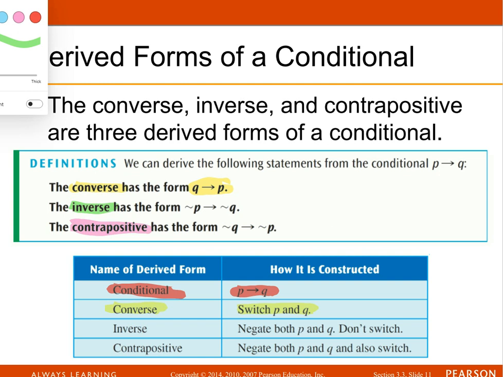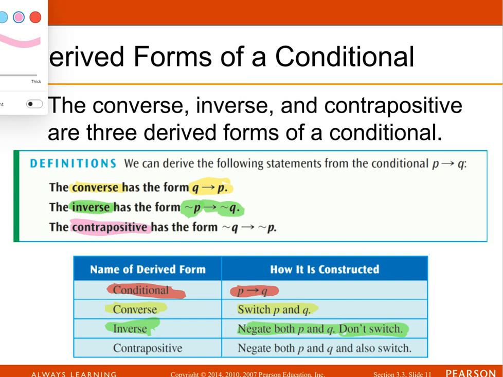For the inverse, which is in green here, it has the form of if negate P, then negate Q. It's still if P then Q, but for the inverse, they negate both of them. They don't switch them. They leave it if P then Q. They just negate them. If negate P, then negate Q.